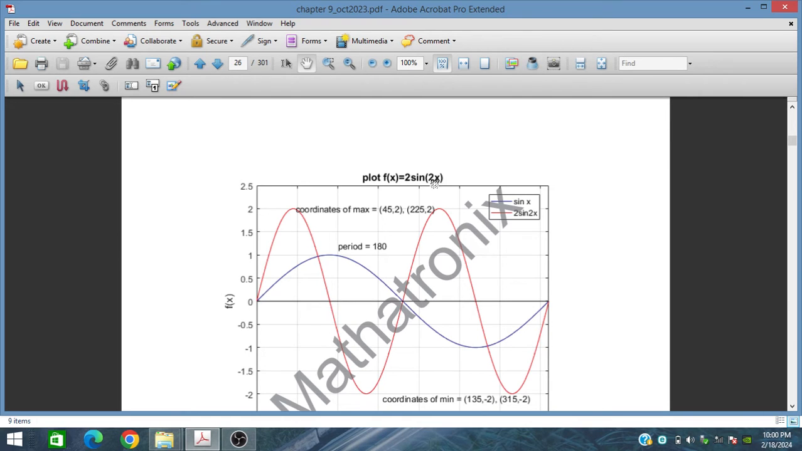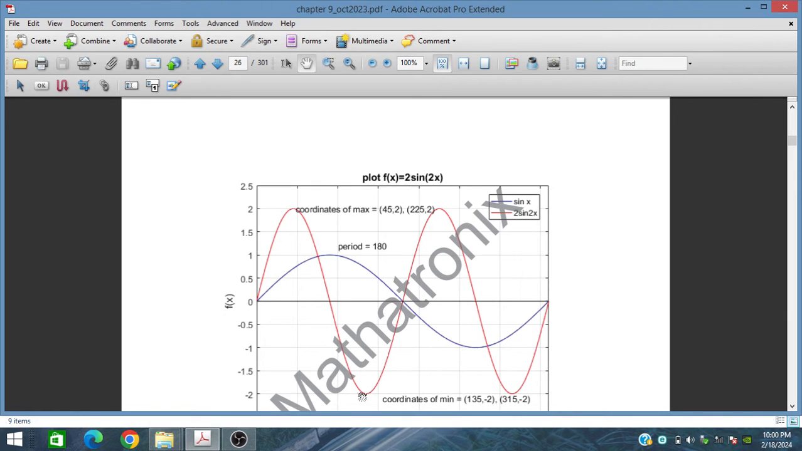At 45 degree multiplied by 2 is 90 degree. At 45 degree this value is maximum. At 90 degree this becomes 180. At this value, which is 135, it becomes 270. And here at this 180 degree it becomes 360, which is 0. So we are multiplying the maximum and minimum values with this coefficient.